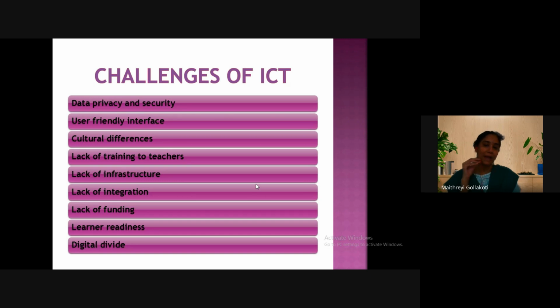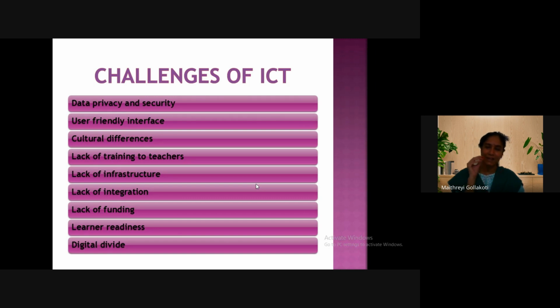I'm not sure about other subjects, though I have seen physics and such subjects use virtual labs. I'm not very sure about other subjects. So what I'm trying to say is we should be able to blend it along with our conventional teaching. Only then it will be successful. And lack of funding, I have already talked about it in infrastructure.